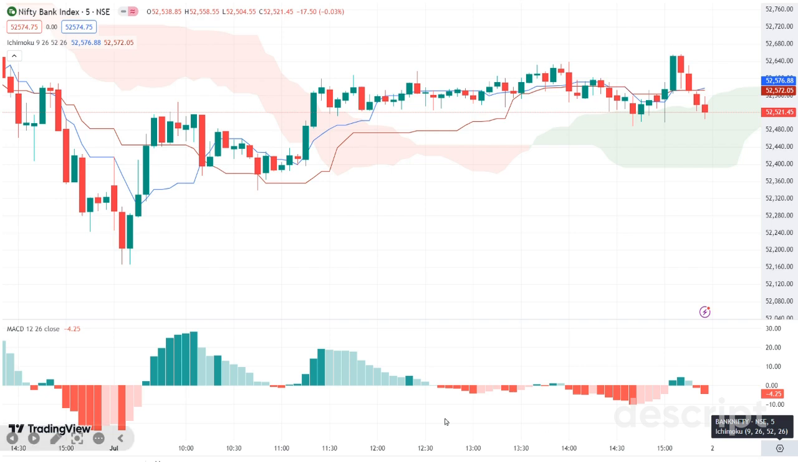So how do they work? If you want detail on this indicator, please go to my previous video. This line works very fast. It takes the highs of 9 periods and the lows of 9 periods and divides by 2. So you can say this line works very fast compared to the baseline.